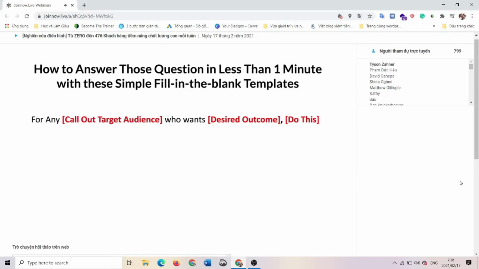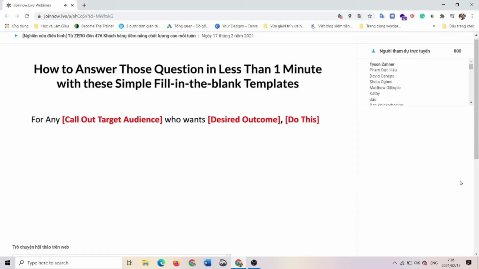So with this first one, it says, for any, call out your target audience, who wants, what is the desired outcome your audience wants, and then do this. What is your call to action that you want them to do? So let me give you an example. For my photography studio, I would ask myself, okay, who is the audience, the only people I want to respond to this ad? So I might say, okay, I only want women who are going to be getting married soon.